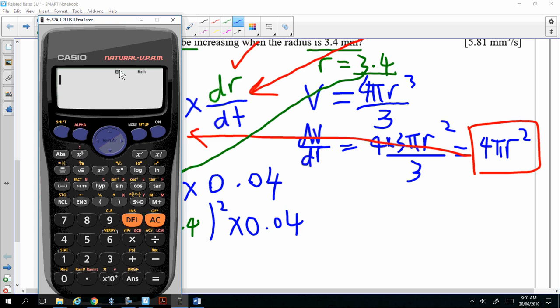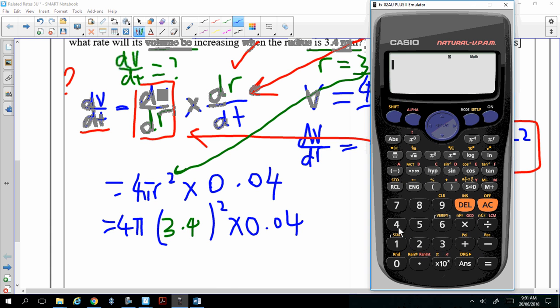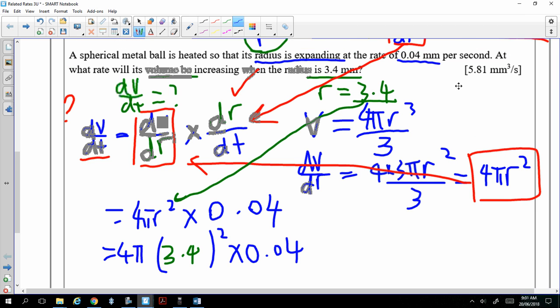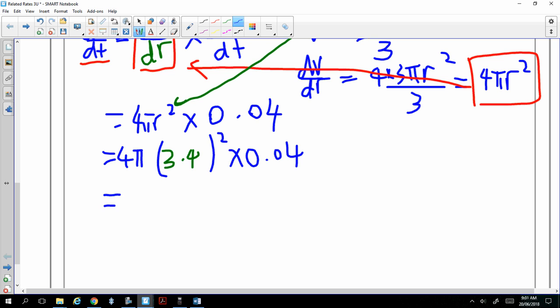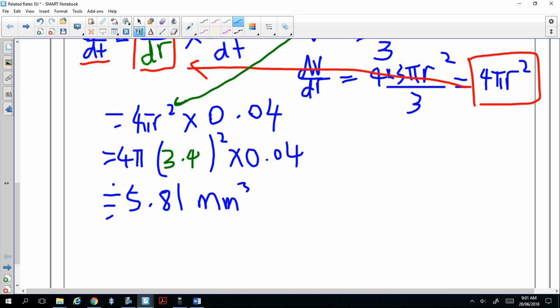So 4 pi times 3.4 times 0.04 squared times 0.04. That gives you 5.8 as expected, 5.81. So there's the answer for you to check. 5.81 approximately. The unit for volume will be cubic millimeter because it's volume every second. That's the rate of change.